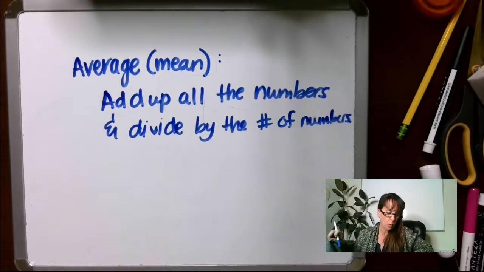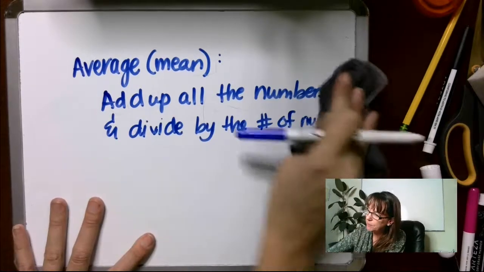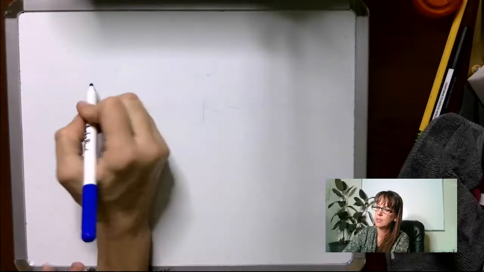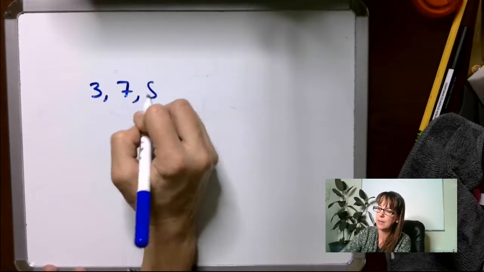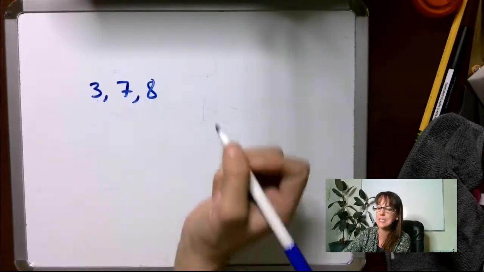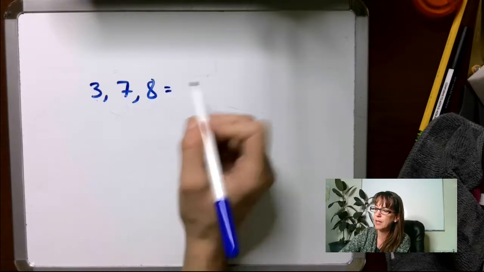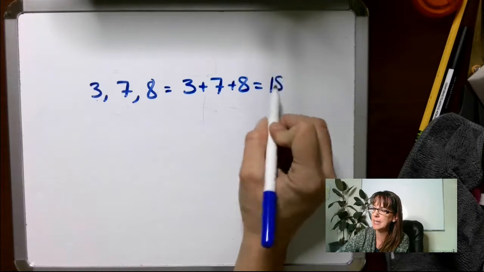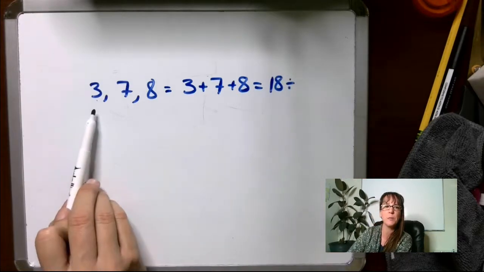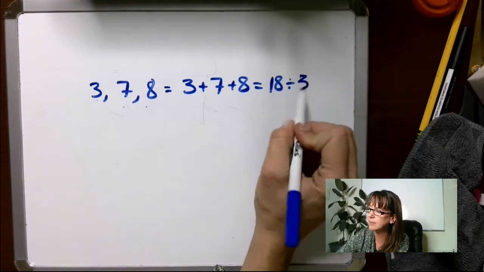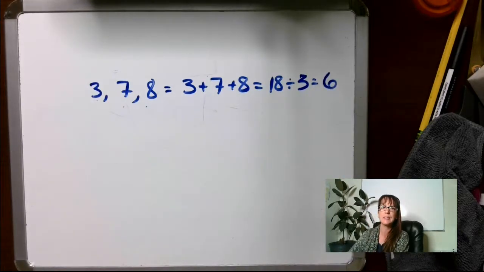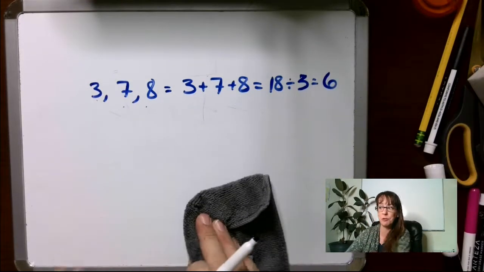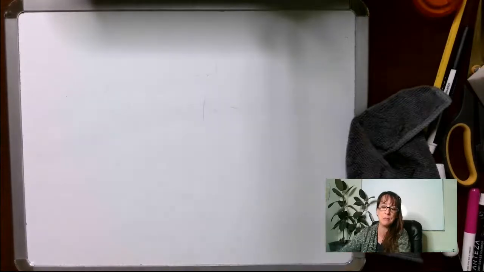Example number 2 says, what is the average of 3, 7, and 8? In my head, I think 3 and 7 is 10, 18. So we add those all up. 3 plus 7 plus 8 equals 18. Divide that by the number of numbers, 1, 2, 3, and we get 6. Now, average is also really helpful for finding the numbers in between.